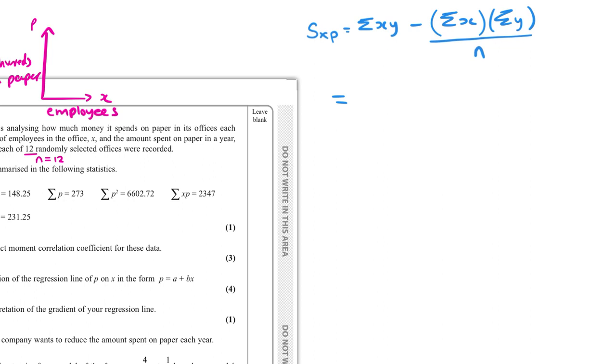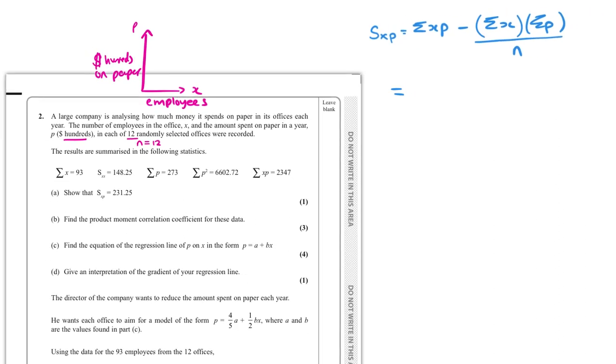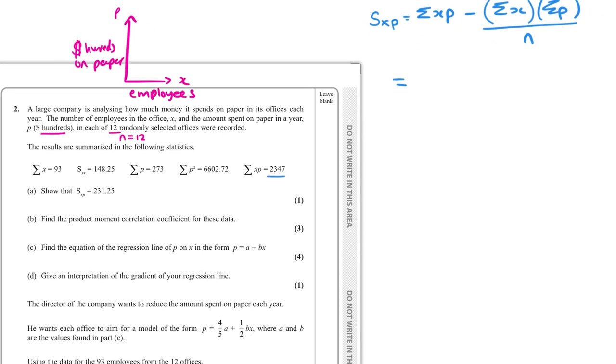Now, let's get this information. Again, what did I say? The formula's in y's, but we don't want y's. We want p's. So I'm just going to put p's. So the sum of xp, did we get given that? We did. 2,347. The sum of x, did we get given that? We did indeed, 93. The sum of p, we were given that, 273, divided by 12. Now, I'm assuming when I put this into my calculator, I'm going to get 231.25. Let's check. Okay, amazing, all done.